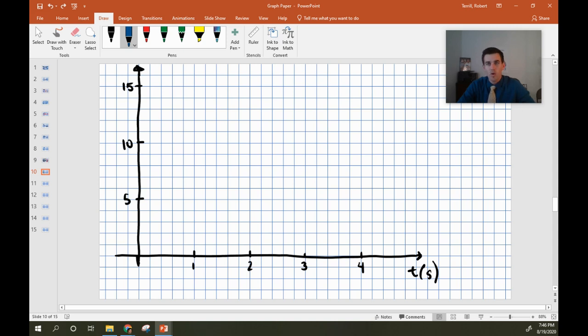Okay, we have a little bit more to learn about motion graphs. We're going to learn about two more kinds of motion diagram or motion graphs in this video, velocity versus time and acceleration versus time. But before we start all that, I'm going to do the position versus time graph and show you how they all relate to one another.